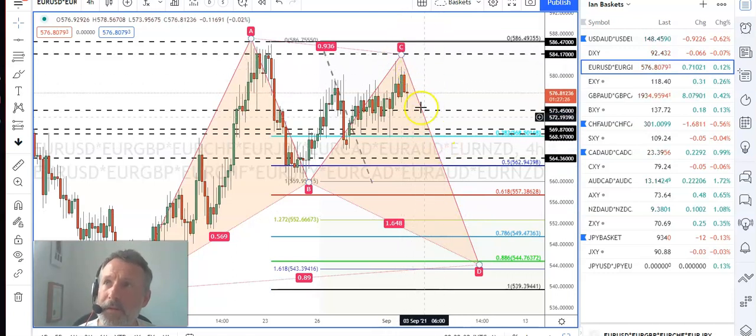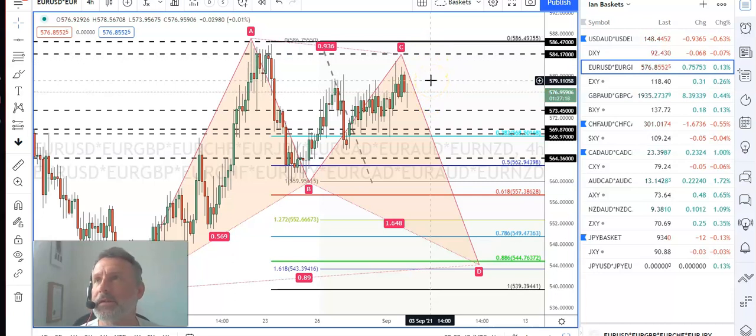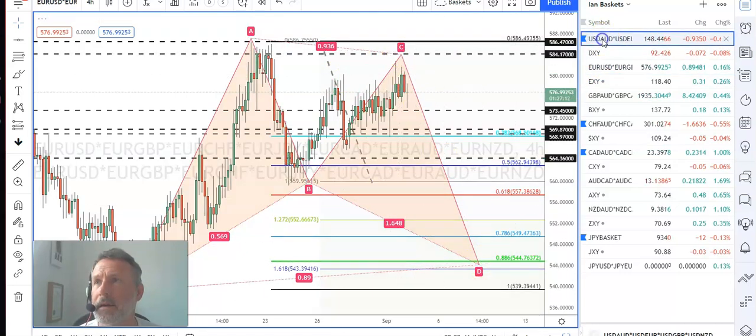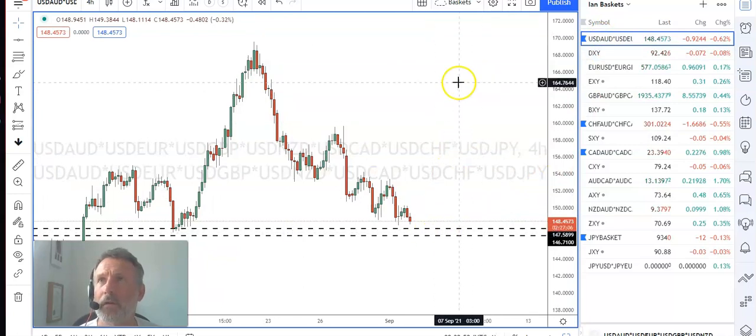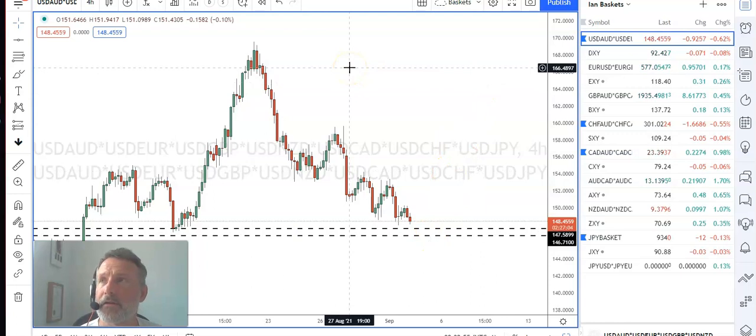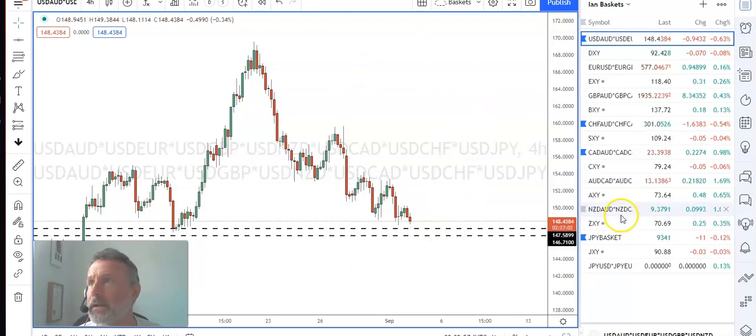So I'm still looking for this to push lower, and you've got to remember this has just hit support here, so we're in between support and resistance, so we could get some pretty choppy price action. But like I said, I'm still bearish on euro for this leg down in CD, and I'm still bullish on the dollar for this zone of support to hold, and because of that I'm still bearish on euro dollar. But I want to talk about Aussie today.